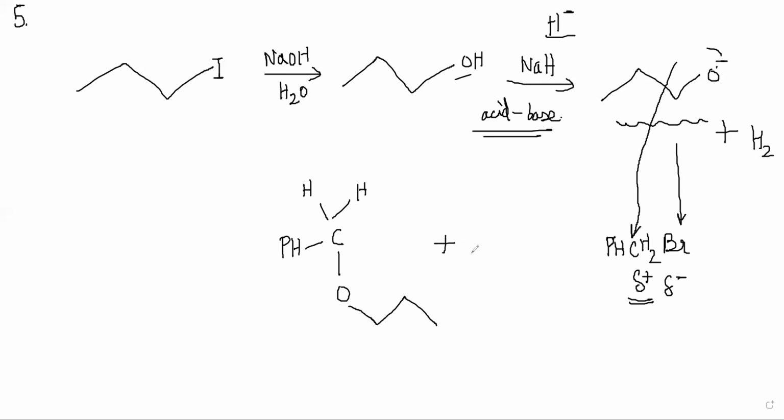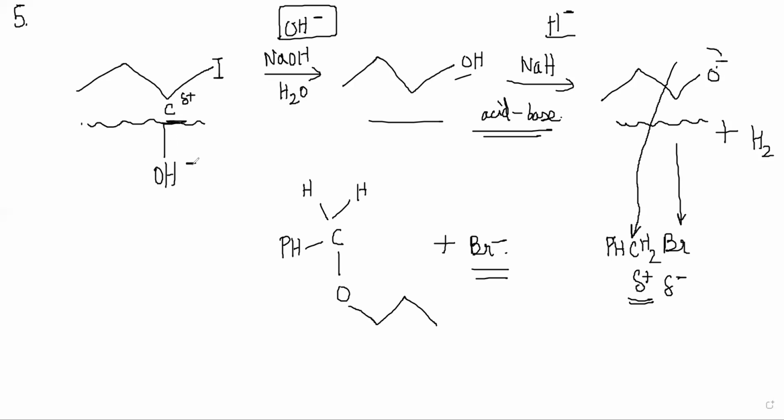And plus Br minus, right? The only thing you have to understand is what happened here. Again, this carbon is slightly positive, and this is OH minus here. OH minus is a nucleophile, and this is electrophilic. So OH minus comes and attaches here, and then that bond breaks. So this bond is gone and this bond has to break then, so I minus comes out, and this becomes the compound here.